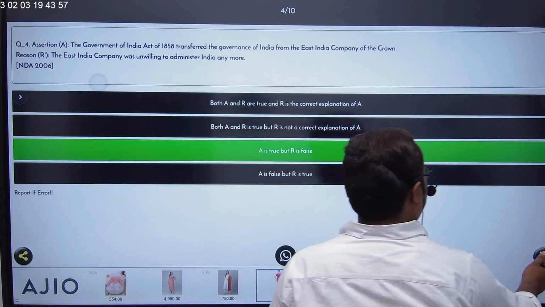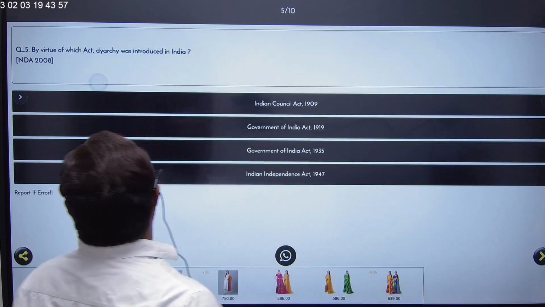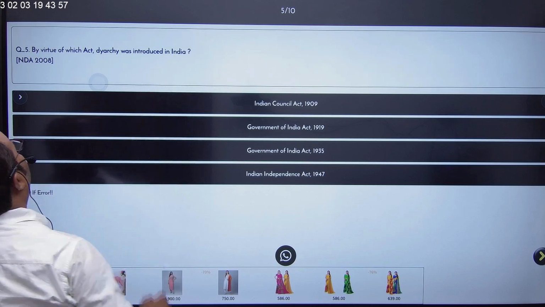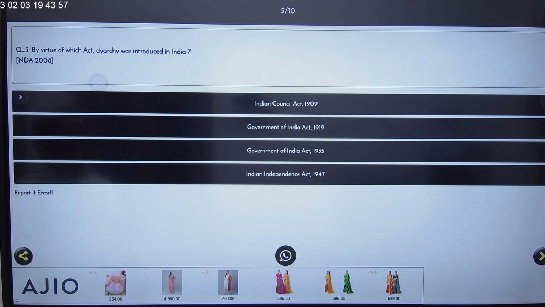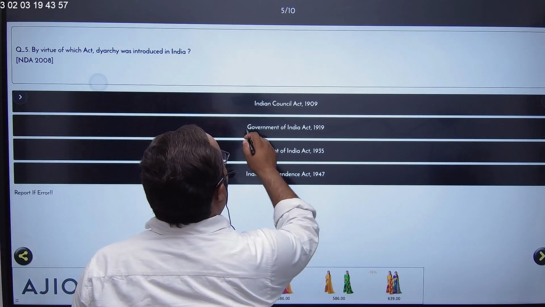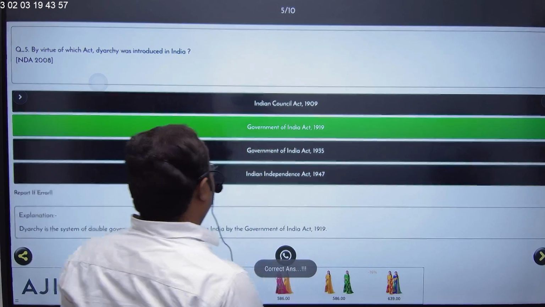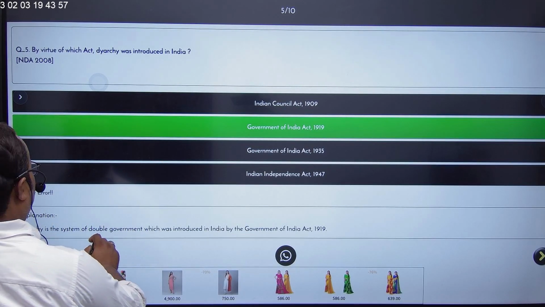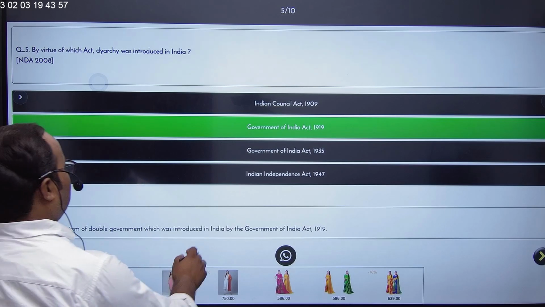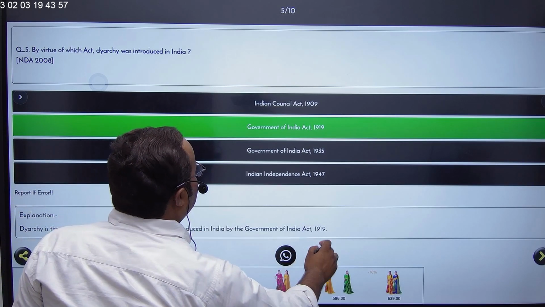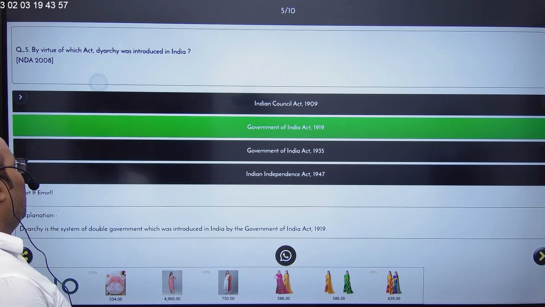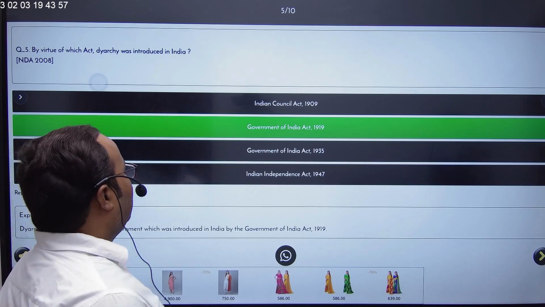So the next question is: by virtue of which act was diarchy introduced in India? That was introduced in India by the Government of India Act 1919. Diarchy is the system of double government which was introduced in India by the Government of India Act 1919.